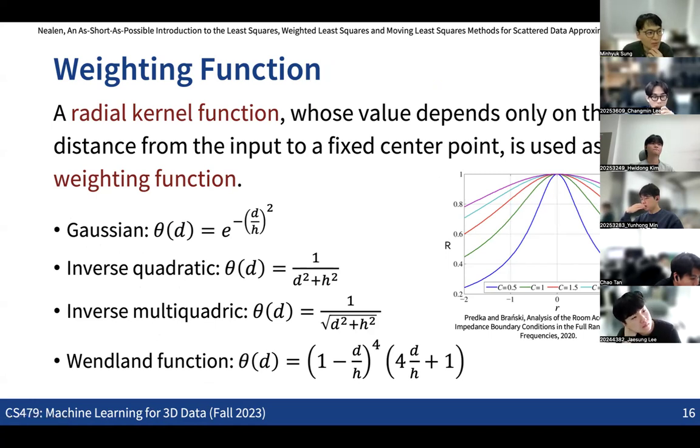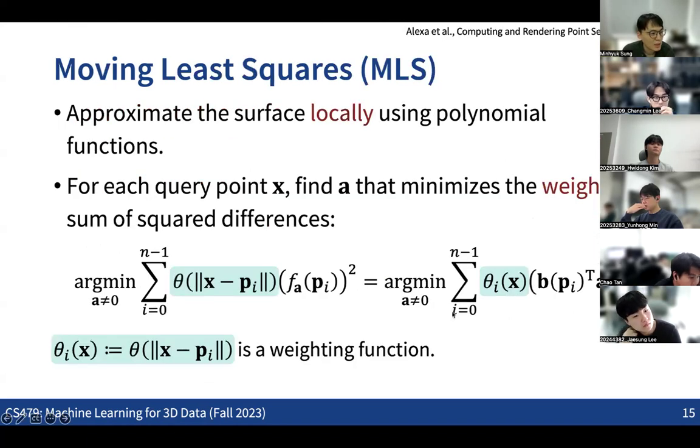So let's say we define this weight function. And then the question is, we are solving this optimization problem, right? For any query point x here, and for all the points pi that we have, given the weight function, we can compute the weight here, right? And also this b term is the vector of the polynomial terms, which can also be computed based on the XYZ coordinates of the pi, for all the points that we have.